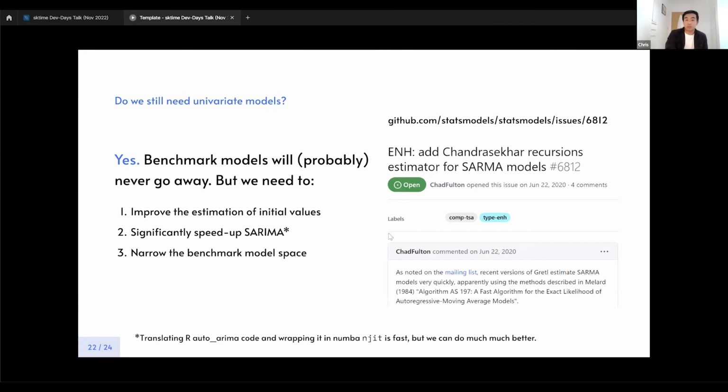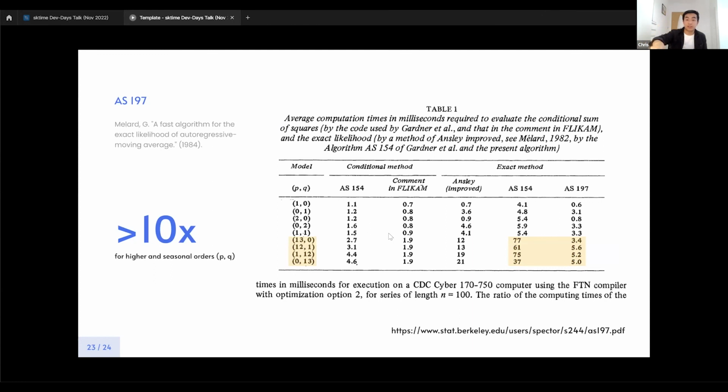However, there is a solution to number 2. If you look at statsmodels, there's an open issue called Chen-Drayska's recursions, which is, theoretically speaking, the fastest estimator for SARMA models available, much faster than the Kalman filter. And we see this in these numbers from the paper itself that presents Chen-Drayska's recursions for estimating SARMA models. You can see there's almost a 10x speedup for higher order ARIMA model estimation.